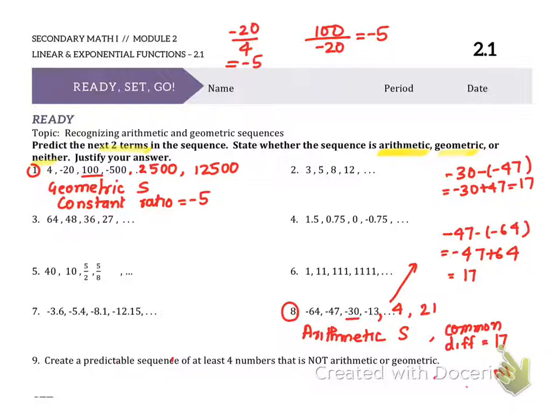But there could be some cases where you don't see a pattern, and it could be neither arithmetic nor geometric, so you have to check on your own. So let's move to the next question.